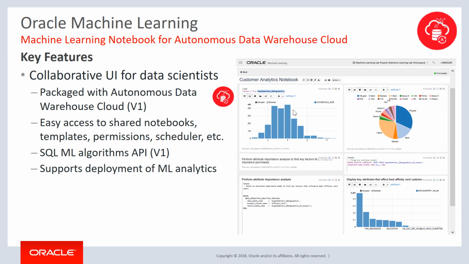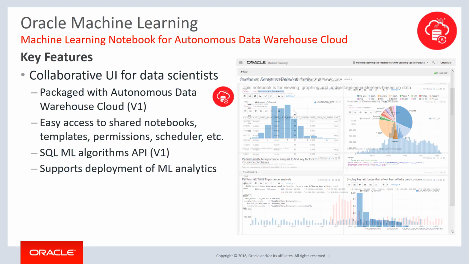We can tweak it. It just comes packaged as part of the Autonomous Data Warehouse Cloud, the new version 1 that's out there. We ship a gallery of notebooks with the Autonomous Data Warehouse Cloud service, and there are tutorials to get you up and going. So they're easy to use templates. There are different permissions. There's a scheduler. It's a very nice shared collaborative environment for working with the Autonomous Data Warehouse Cloud. And of course, it supports the deployment of machine learning analytics in a way that's probably easier than you've ever seen before.